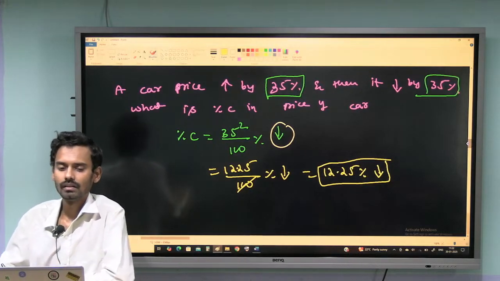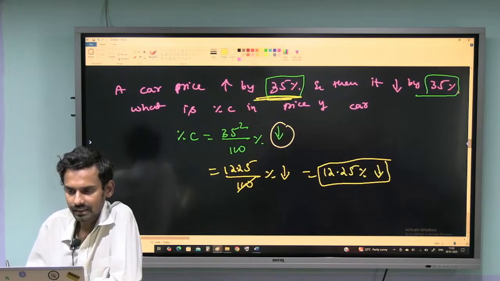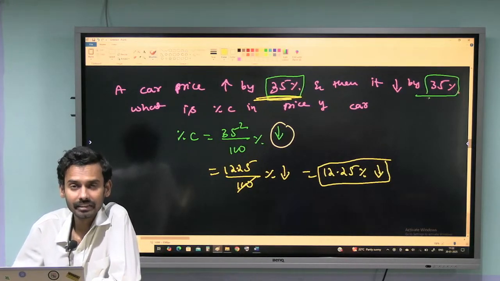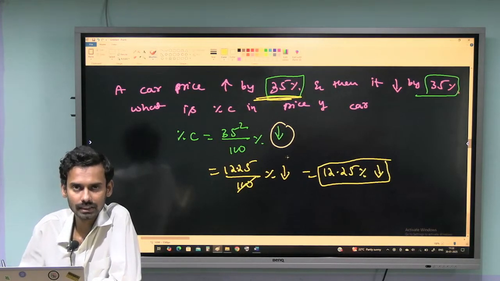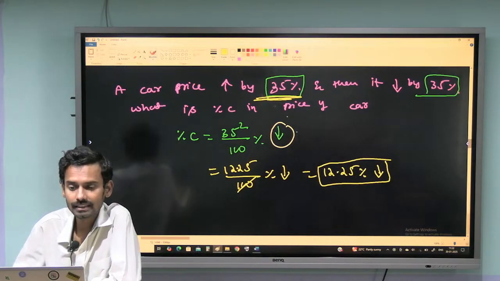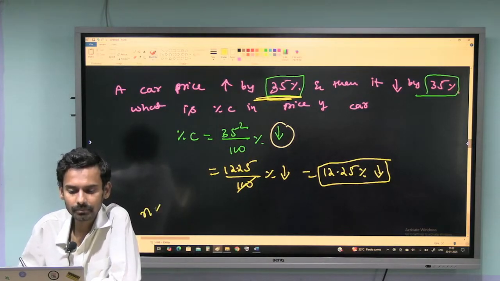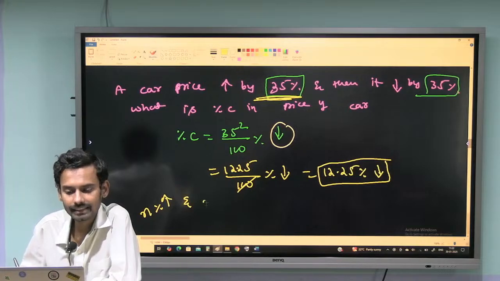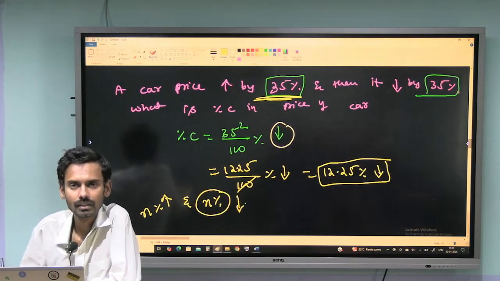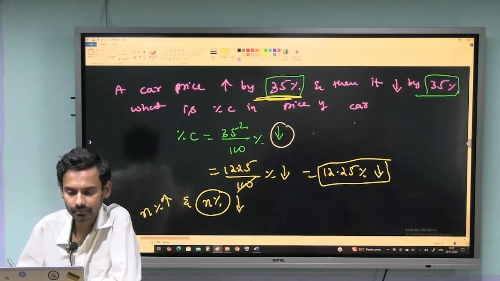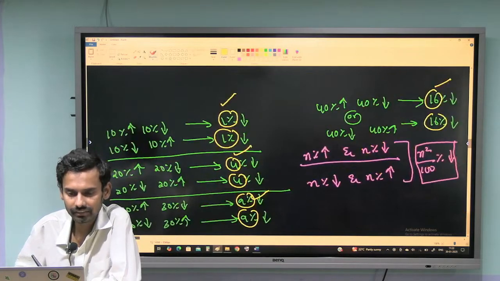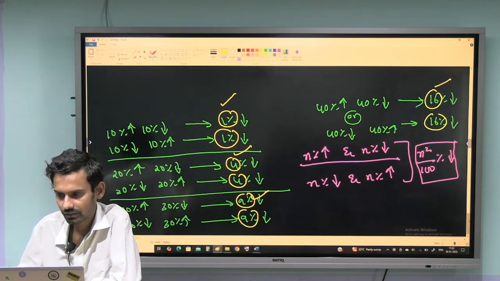But if I increase this by 35% and then decrease it by 25%, then you can't apply this percentage short trick, because this is applicable only if I increase something by n% and then decrease it by the same n%. Only then you need to apply this formula. If percentages are different, let me take the next question.